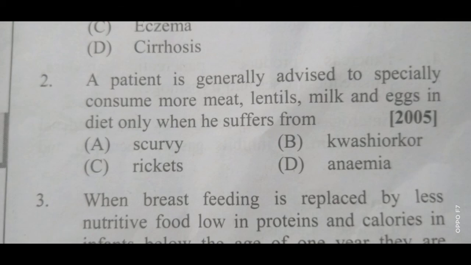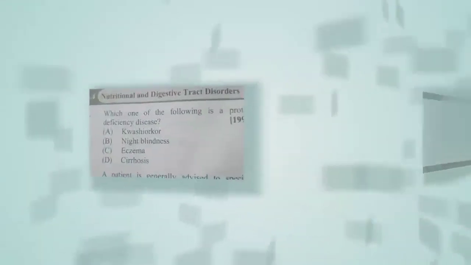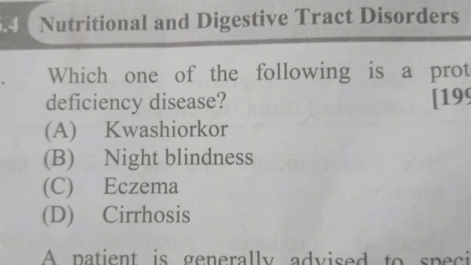Okay, our next question is, a patient is generally advised to specially consume more meat, lentils, milk and eggs in diet only when he suffers from. Our correct answer is B, kwashiorkor, which is a kind of protein deficiency, and milk, eggs, meat and lentils are consumed when there is a deficiency of protein.